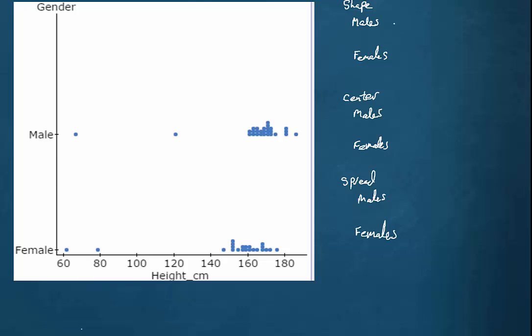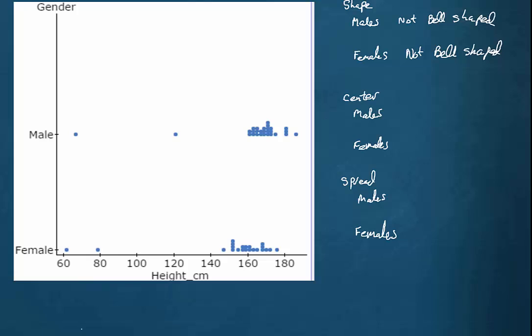Looking at the males, we can see that we don't necessarily have a particularly bell-shaped distribution here. I would say that this is not necessarily bell-shaped, and we would have to be careful about using the empirical rule with this data set. The same thing with the females. I wouldn't say that this particular set is bell-shaped. And again, we would want to be careful about using the empirical rule to apply to this data set.